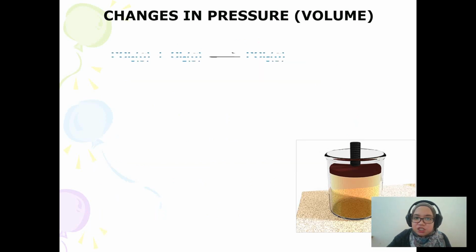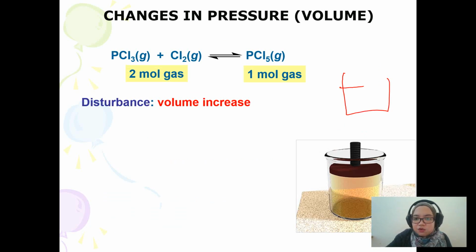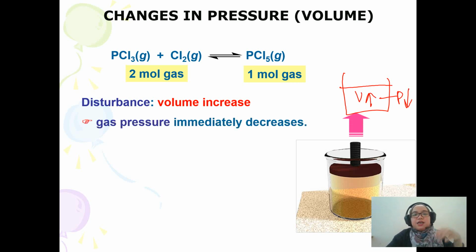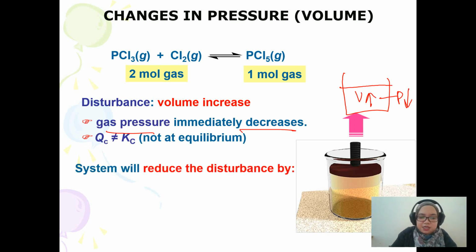Next. Change in pressure. What if the volume increases? If the volume increases, the pressure will decrease. If volume increases, pressure decreases. Right? So gas pressure immediately decreases. So, Qc is not equal to Kc anymore. They're not at equilibrium. So, what will happen?